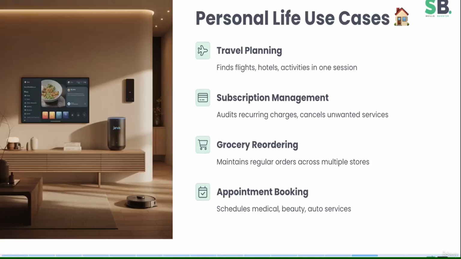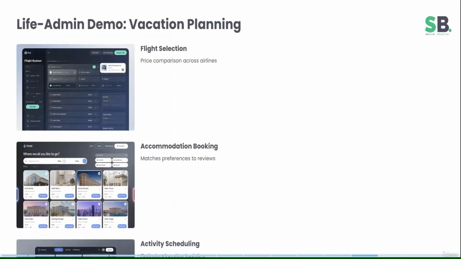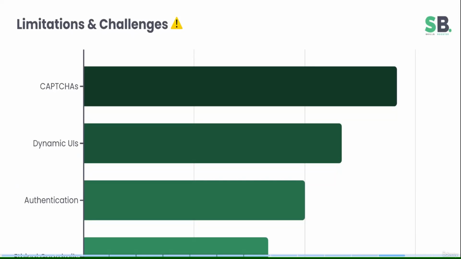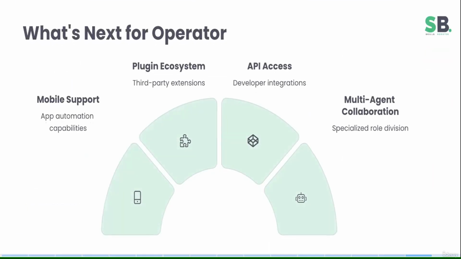You just need to give it personal data, approve the form, and see the thank you page at the final stage of this process. In the live demo, vacation planning goes through flight selection, price comparison across airlines, accommodation booking, matching preference reviews, and final activity scheduling. If we talk about the limitations compared to others, it's of course CAPTCHAs, dynamic UIs, and authentication.